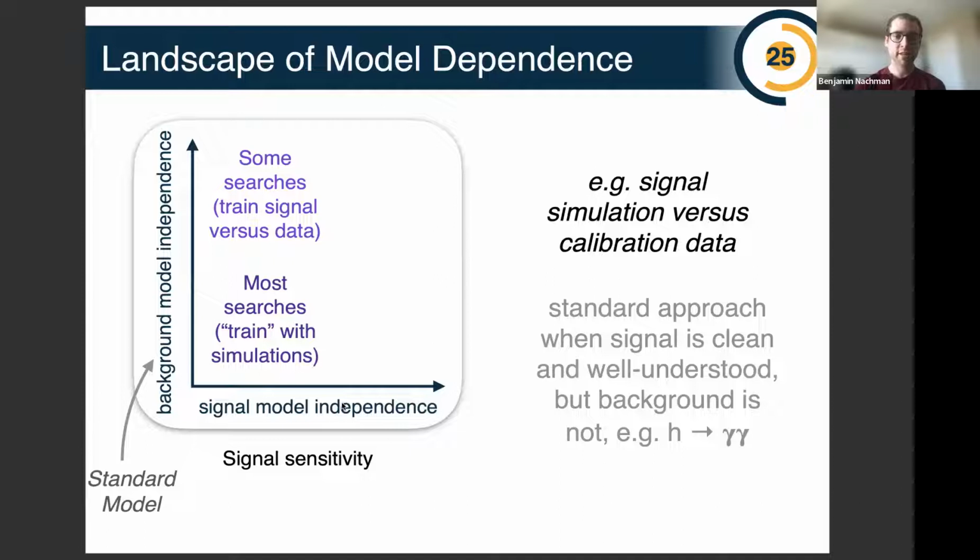So for instance, in a variety of searches that involve Higgs bosons decaying into photons. That case, we know extremely well how to simulate Higgs decay into photons, but the continuum diphoton background is much more complicated. It has multiple components, and it's hard to simulate. And so we can draw directly from data.